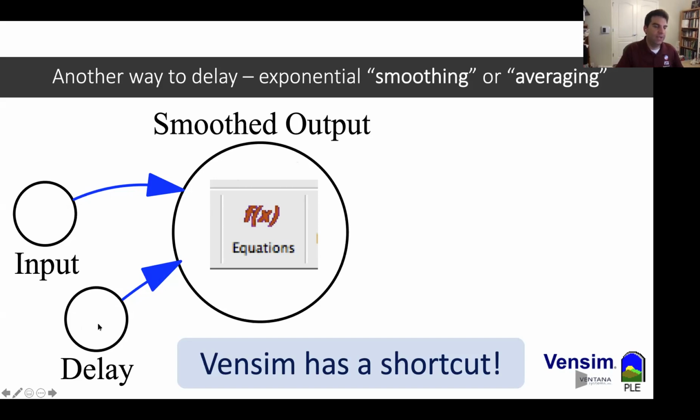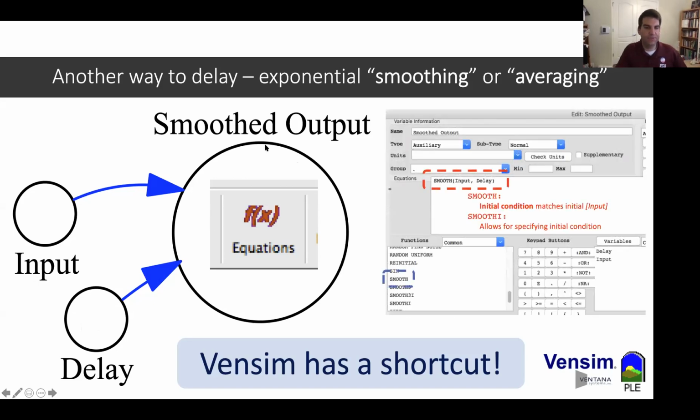I wire up whatever delay I want. And then I go into the equations for this dynamic variable. Down here under functions, which we've been ignoring most of the time, in Vensim there is a function called smooth. Smooth takes two arguments, input and delay. There's also a smooth I function, which allows you to also specify that initial condition. I'm not going to worry about that right now, so we'll just keep it simple with smooth.